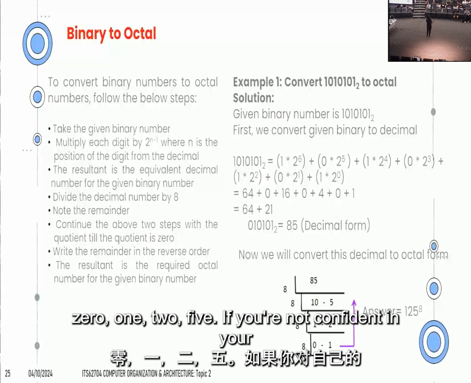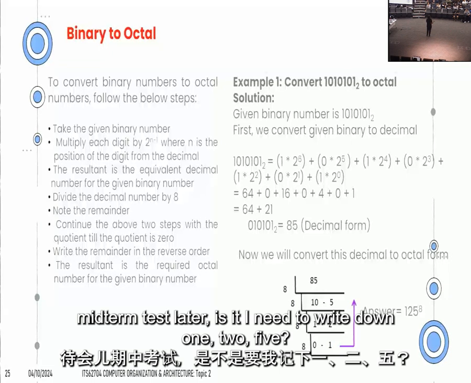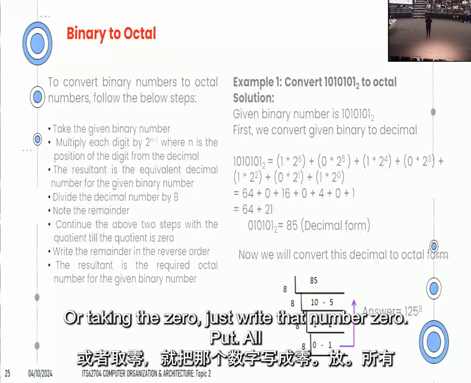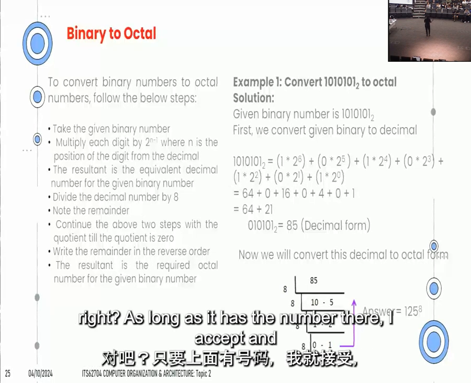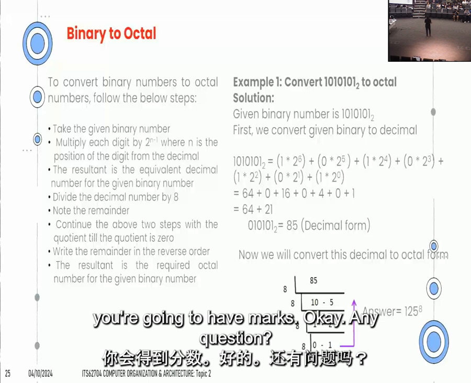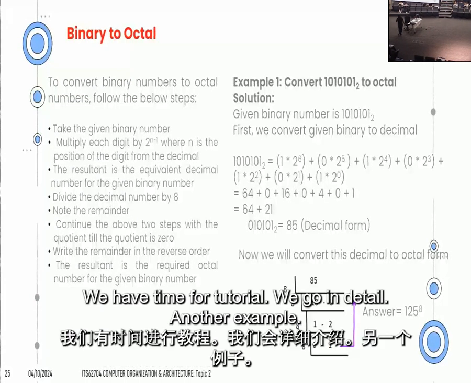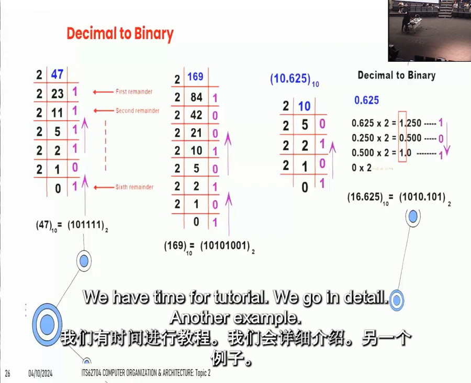If you're not confident in your midterm test later, whether I need to write down 1, 2, 5, or the 0 as well, just write that number, 0. As long as it has a number there, I accept and it's going to have marks. Okay, any question? We have time in the tutorial, we go in detail.